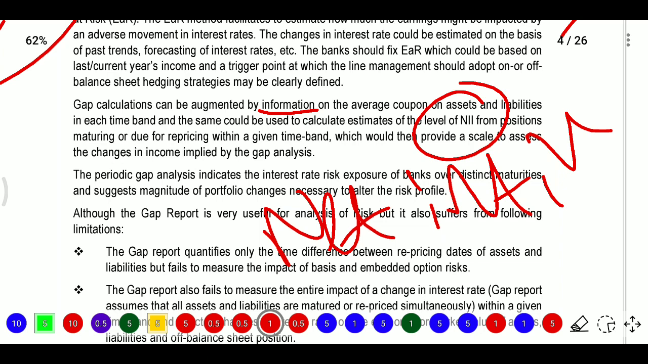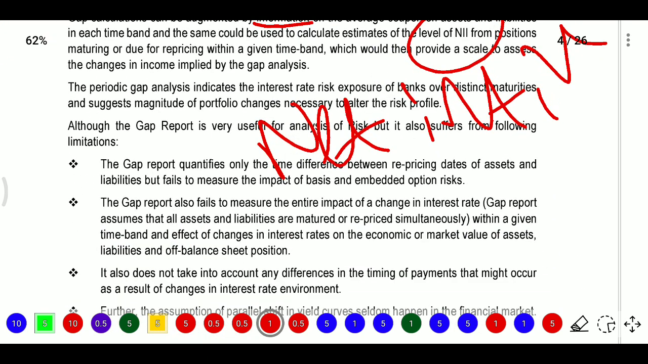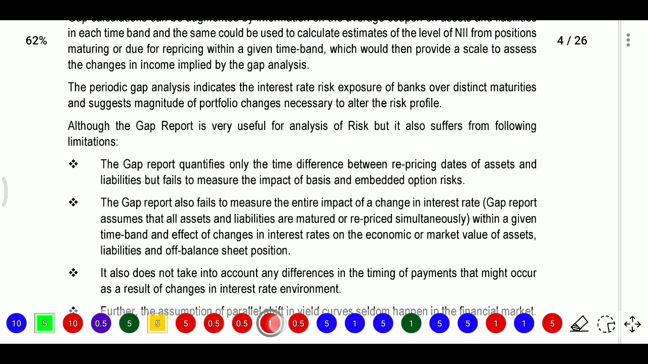Now, what is the periodic gap analysis? Gap analysis indicates the interest rate risk exposure of banks over distinct maturities and suggests the magnitude of portfolio changes necessary to alter the risk profile. For periodic gap analysis we need to consider whether it is monthly or quarterly. By calculating that, we know the distinct maturities and the suggested magnitude of portfolio changes needed to alter the risk profile.